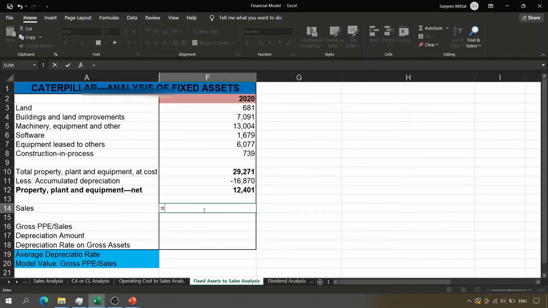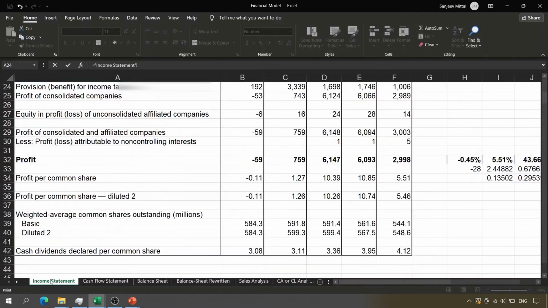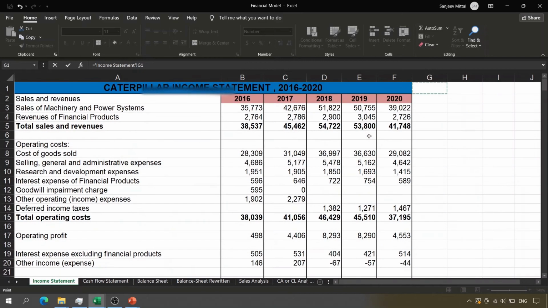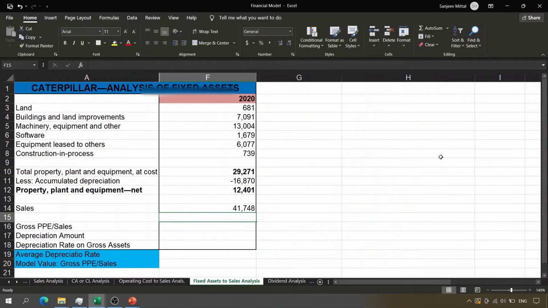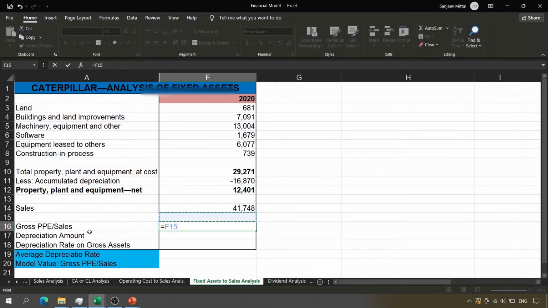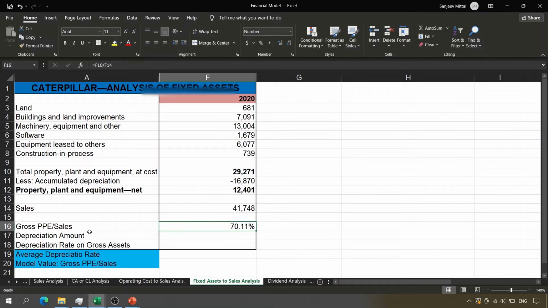So what we will do, we shall go to our details of sales, and the sales details are inside the income statement for the year 2020, and the total sales is 41,748. Using these sales details, we shall calculate our gross property, plant and equipment to sales ratio. So we shall simply do our property, plant, equipment, which is the gross value, divided by our sales value, and we shall get our property, plant, equipment to sales ratio, which is 70.11%.